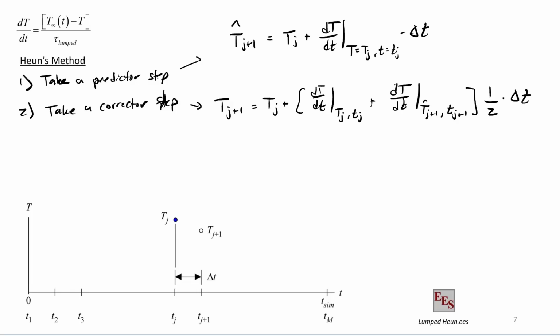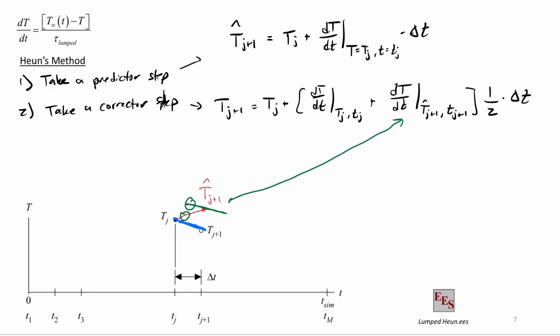You can sketch out what it looks like. First I'll take some step like this. This becomes my T hat at j plus 1. I'm going to evaluate again and find the derivative. Maybe it looks like this, and so that would be this derivative over here. And then I come back and I'm going to take the average of this and step forward. I didn't draw it very well as an average, but maybe you get the idea. So you take the average and then we step to our next temperature.